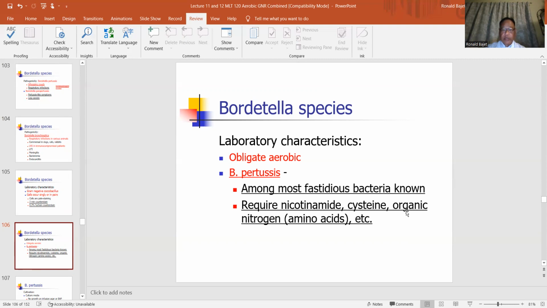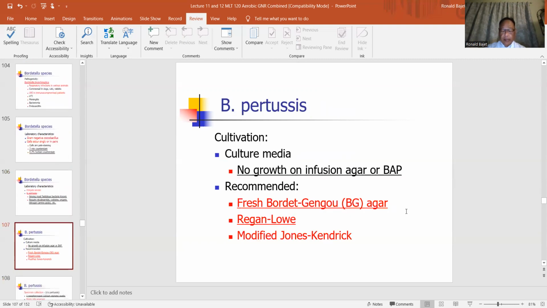I'm not going to ask you what the nutritional requirements are, but the media of choice is easy to remember because it's called Bordet-Gengou, B-O-R-D-E-T. It's part of the name. Bordet-Gengou, or B.G. agar. Another media of choice can be Regan-Lowe, but Bordet-Gengou is easier to remember. So Regan-Lowe or Bordet-Gengou. Modified Jones-Kendrick can be another media of choice. Bordetella has no growth on infusion agar or blood agar.